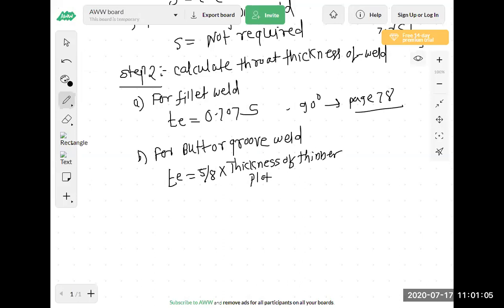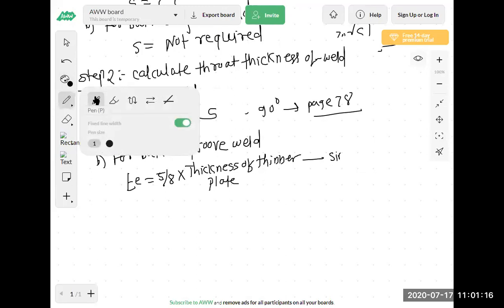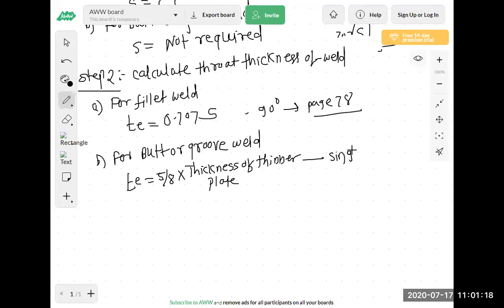Thickness of the thinner plate, when the single groove is there. If the single groove is there, T is 5 by 8 of the thinner plate thickness. And T is equal to the thickness of the thinner plate. Directly we have to take the thickness of the thinner plate when double groove is there.